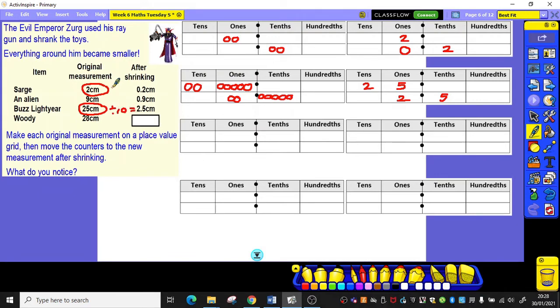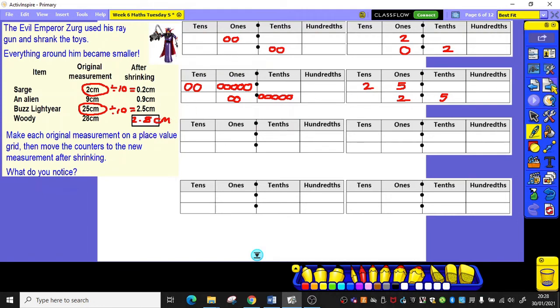And up here, 2 divided by 10 equals 0.2. We can see the same has happened from the 9 has become 0.9 when I divide the 9 by 10. And 28, as we showed earlier, became 2.8 centimetres.